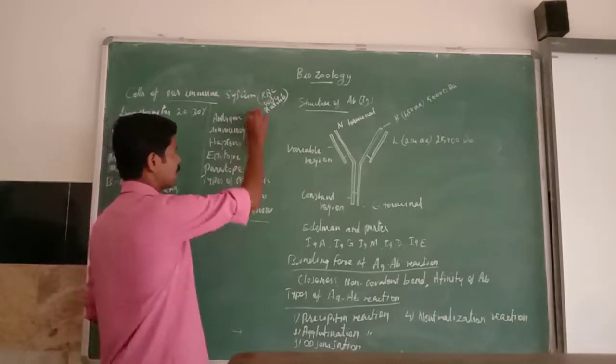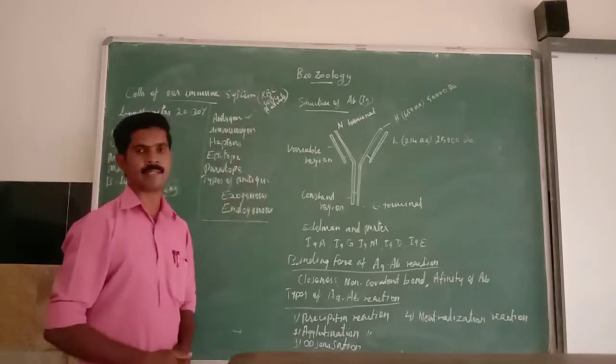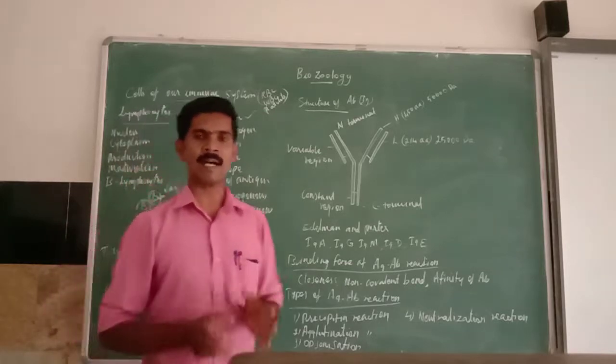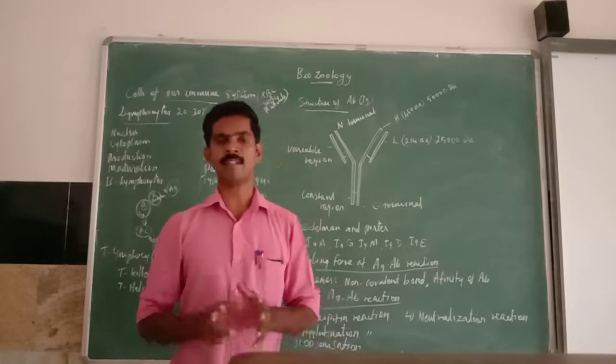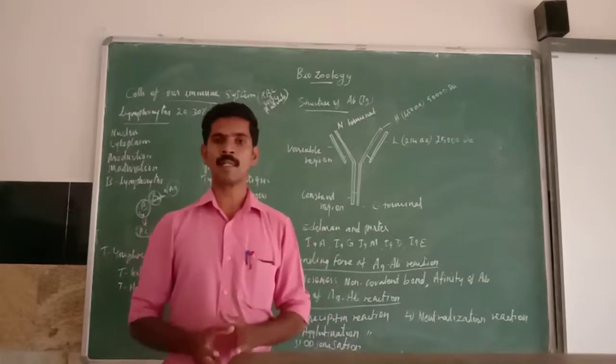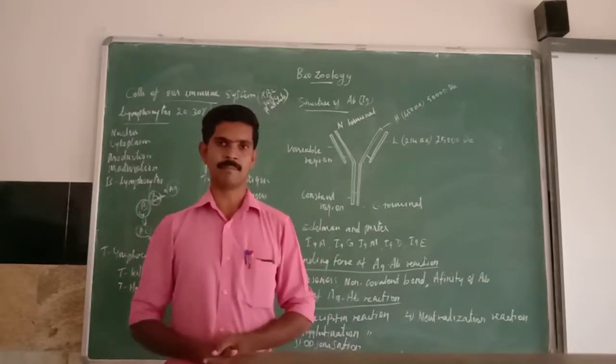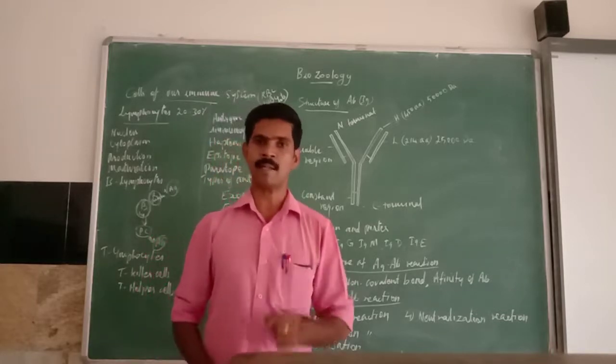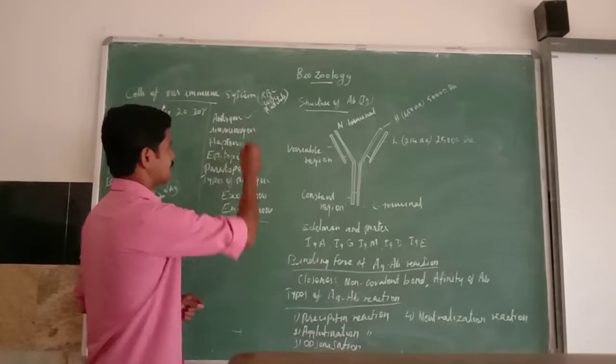The first one is antigen. See, the antigen means the substance which reacts with the antibody or the product of our immune system. The substance which reacts with the antibody is called antigen.